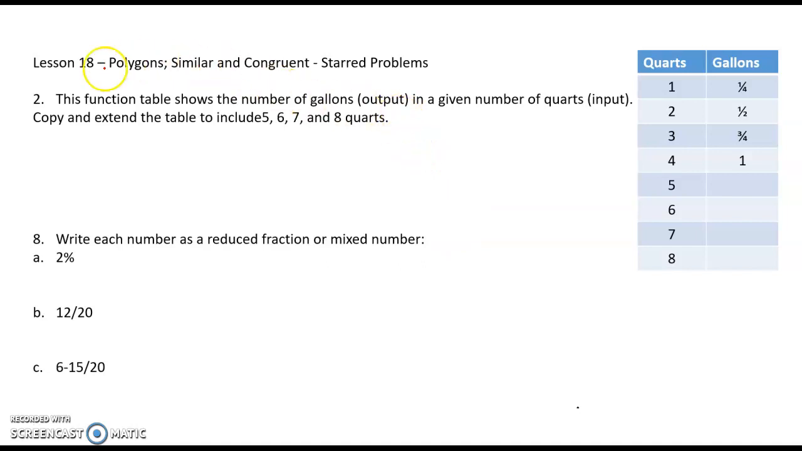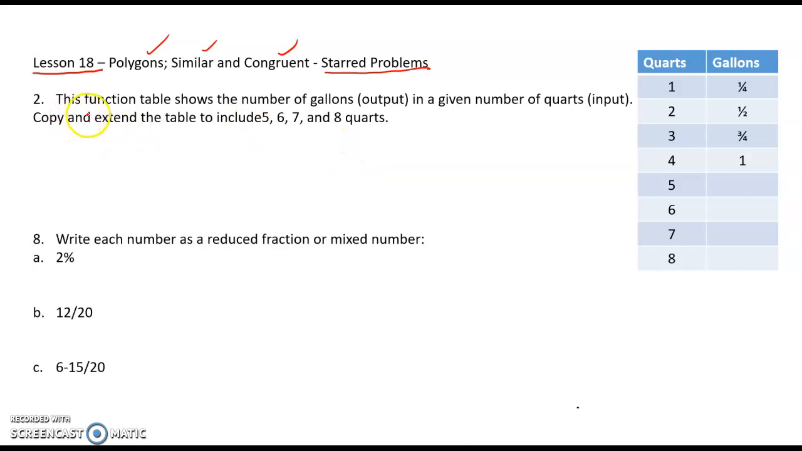Lesson 18, and these are the starred problems. We define similar, congruent, and polygons in the practice set. So if you've forgotten, or if you didn't write those down in the back of your spiral, you might want to go back and watch that video.